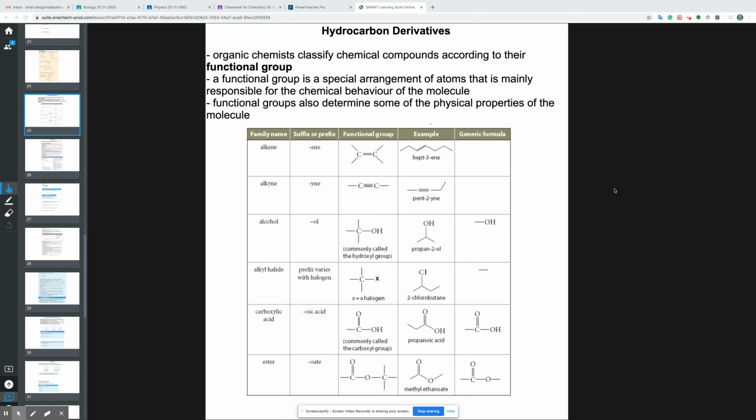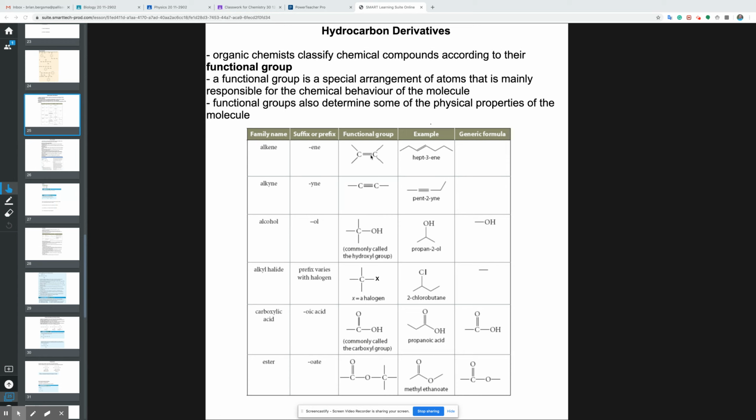All right, we're moving on to hydrocarbon derivatives. So this will be new. A lot of it though, if you understand how to name the first three groups, then you're just going to be adding different prefixes and suffixes and so on. We call these functional groups. A functional group is how we classify organic compounds.